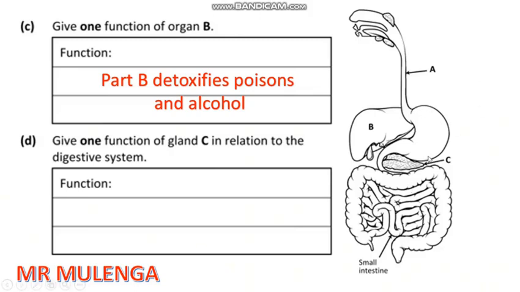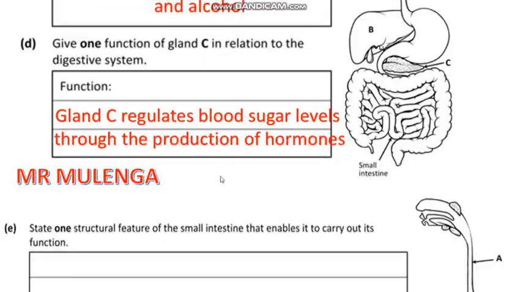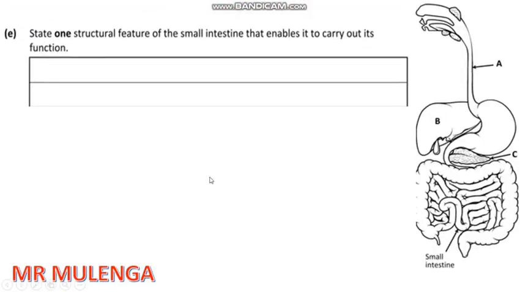So from the two digestive functions of the part labeled C, you can write any. So here you can write that gland C regulates blood sugar levels through the production of hormones such as the hormone insulin and hormone glucagon. Okay, so these were the answers to our question D. We now come and look at our last question, which is our question C.